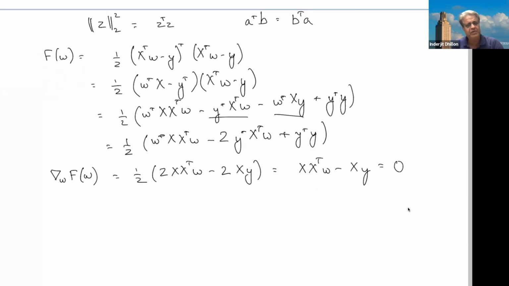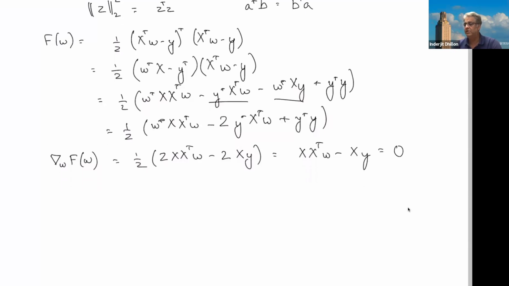Does that always lead to the minimum? Well, it always leads to a minimum whenever it is a convex function. In this case, it turns out that this is a convex function. So I take the derivative, set it to 0, and my optimal W star is then going to be the minimizer of f of W.